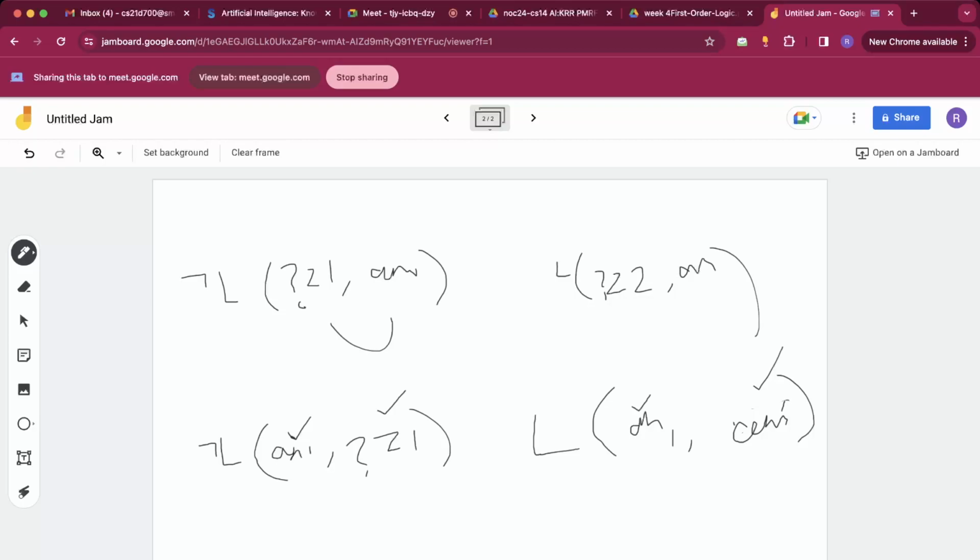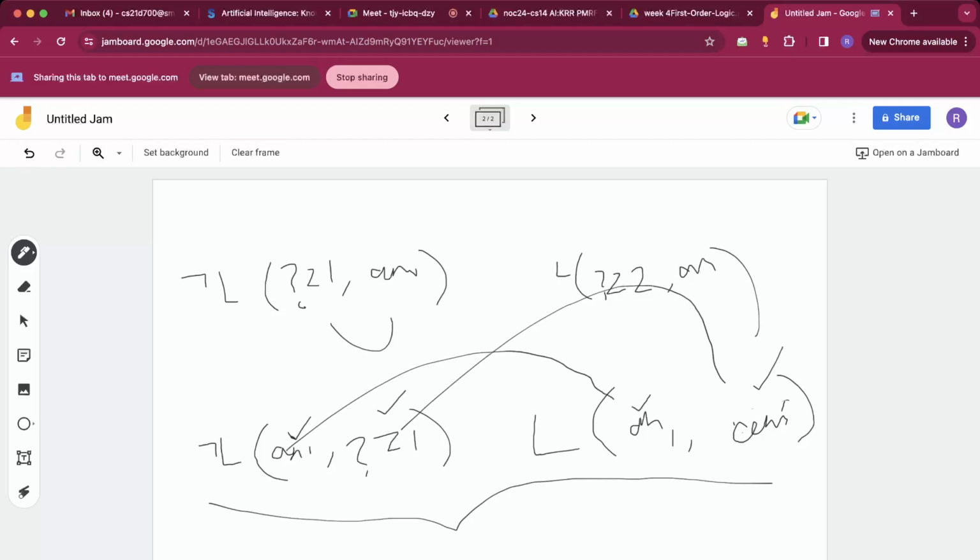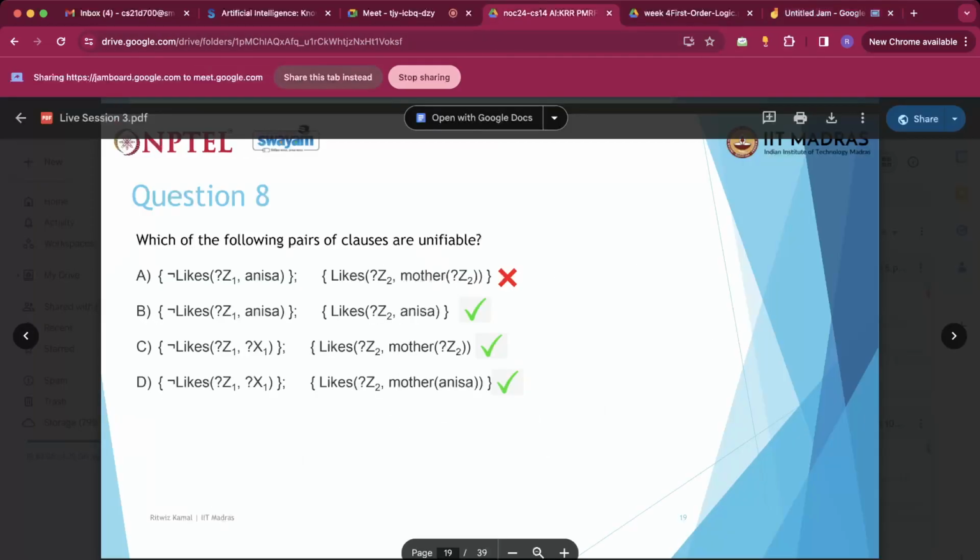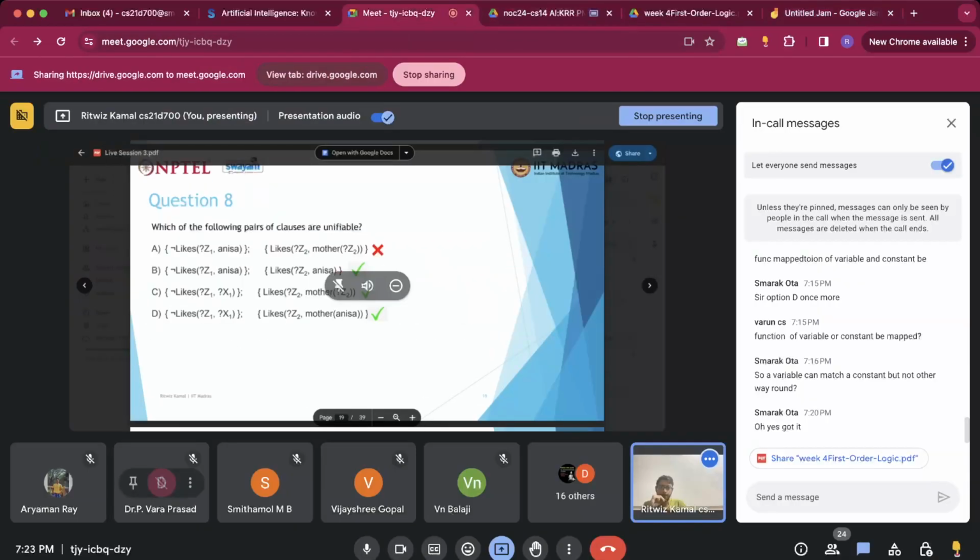So this is the setting you are referring to, is it? Anisha, comma Z1 and Anisha, comma Anisha. Yeah, this also seems to make sense, right? Anisha you can match with Anisha, and Z1 also you can match with Anisha. Okay. Yeah. Thanks for your question. Okay then. I hope this discussion was fruitful.